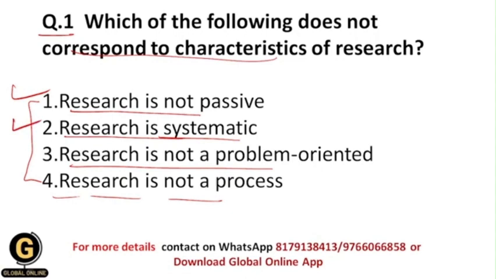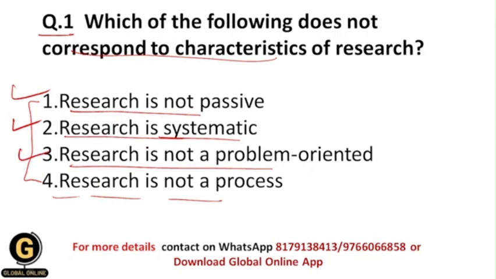Research is not problem oriented. It means that research is solution oriented, because we already have the problem and we need to solve that problem, and for that process we need research. That's why research is basically solution oriented. It is not problem oriented, and that's why again this is a characteristic of research.